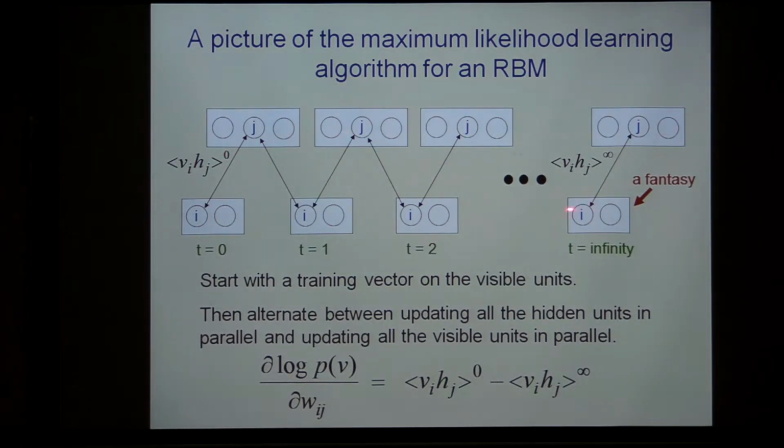And then you also raise the energy of what the model already believes in. So it'll believe in data, not what it already believes in. And that's this term here. So that's the maximum likelihood learning rule.